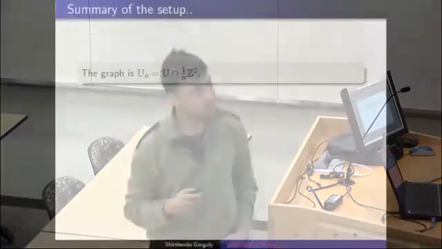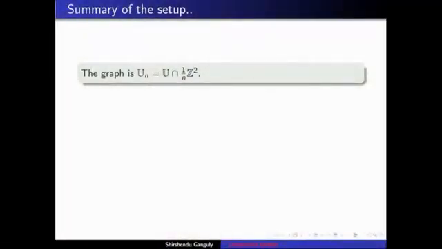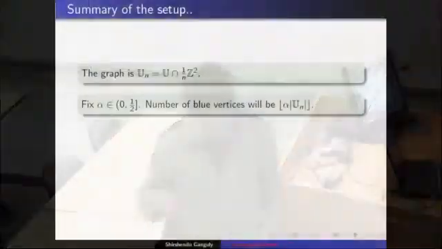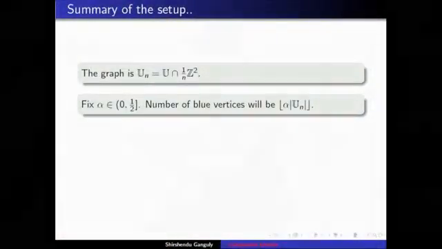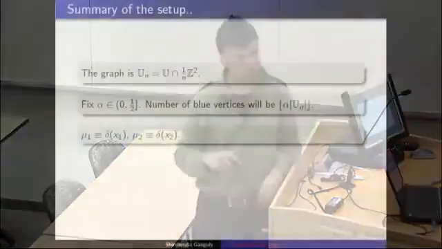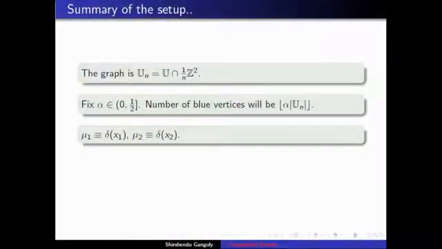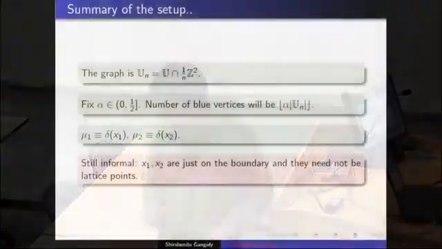All right, so the summary of the setup is the graph is U_n, which is U intersected with 1 over n Z². And now I have to give a number k, right? For erosion I needed a graph, I needed two measures, and I needed a number k, which was the size of the blue cluster. This is going to be a constant fraction of the number of vertices. So I fix an alpha between 0 and 1/2, and the number of blue vertices will be alpha times the size of the graph. That's the setting. And again, like I said, mu1 and mu2 are roughly like Dirac measures, but they still need not be lattice points.